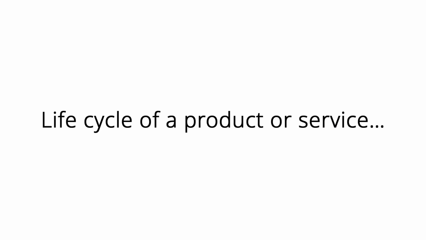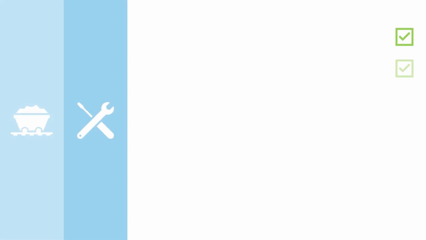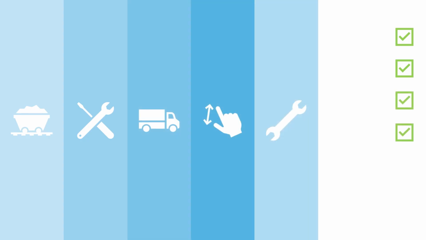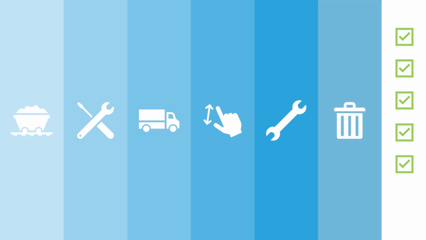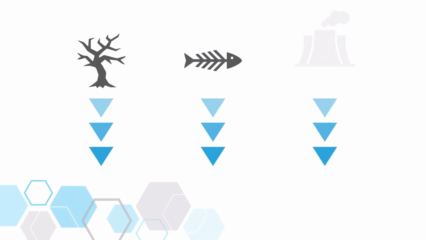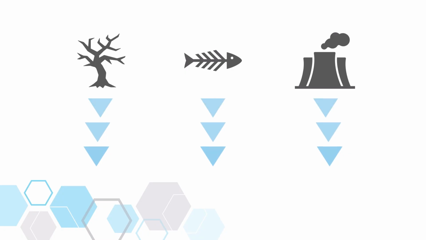The life cycle of a product or service includes all the steps along the way. This starts from getting the raw materials and making the product, then shipping it, using it, taking care of it, and finally its disposal. How does this fit into a circular economy? A circular economy aims to reduce waste, pollution, and harm to the environment. We do this by looking at the entire life cycle of a product through a sustainable lens.